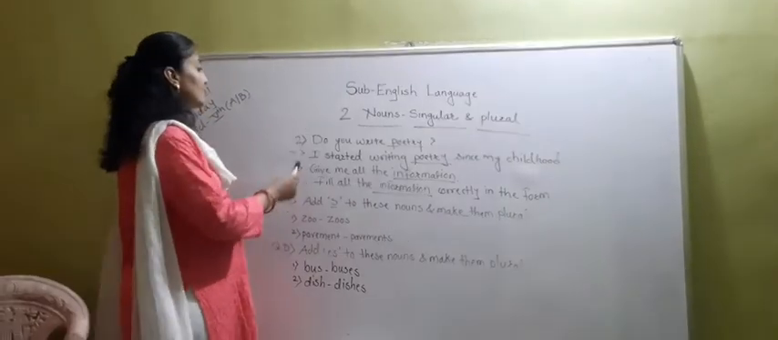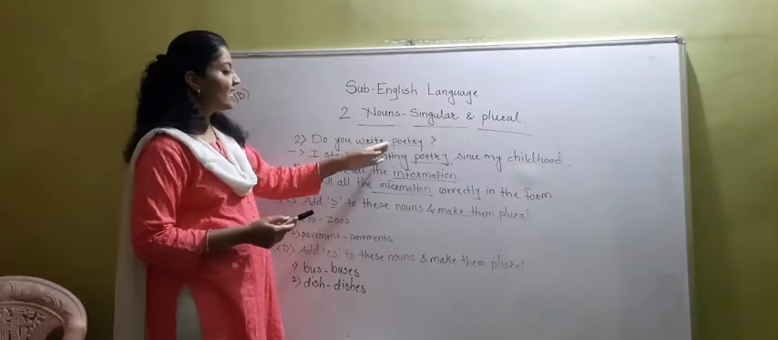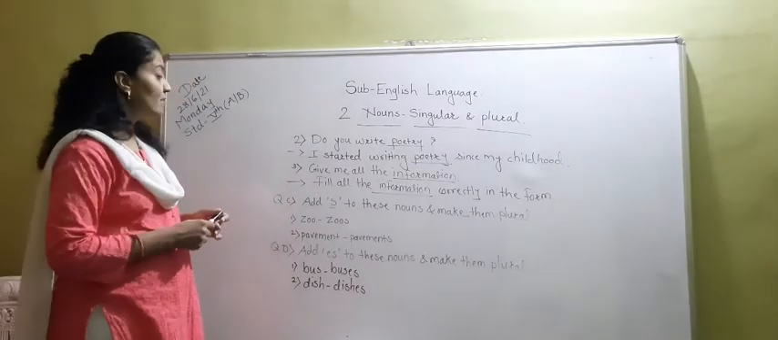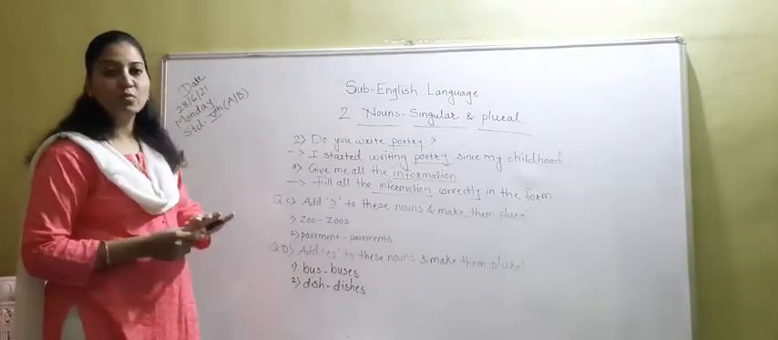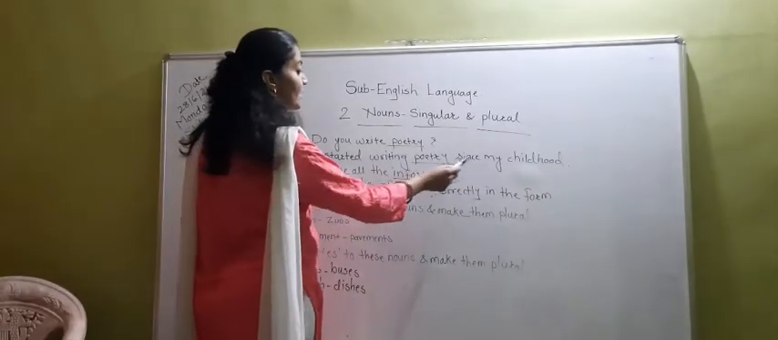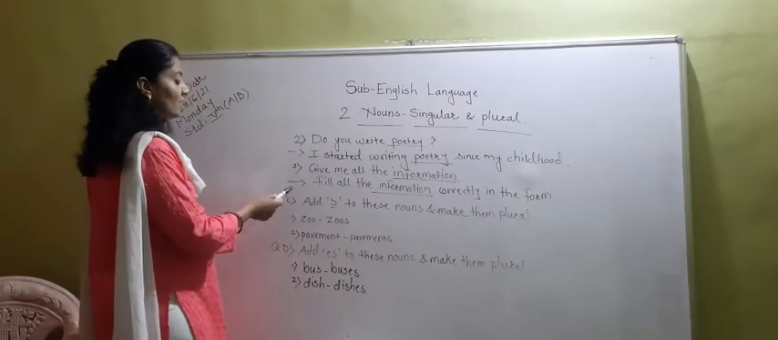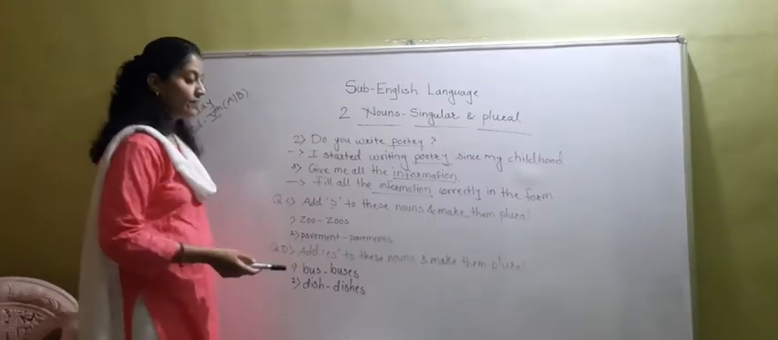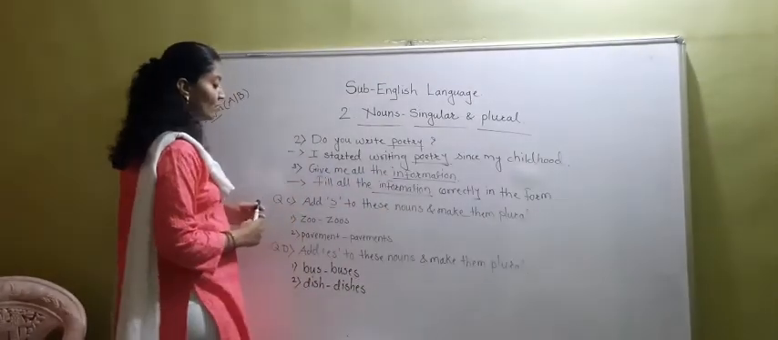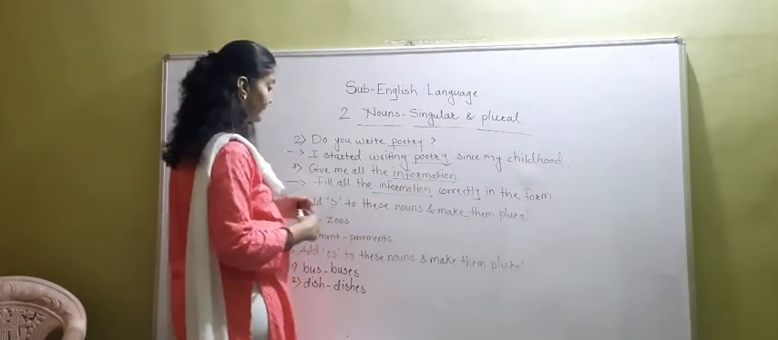Now second sentence is, do you write poetry? Now look at the word that is underlined here very carefully, poetry. And you have to make your own sentences using this word poetry. So I have written here, I started writing poetry since my childhood. Okay, so like this. Now third one, give me all the information. Now using this word information, I have written my own sentence. Fill all the information correctly in the form.